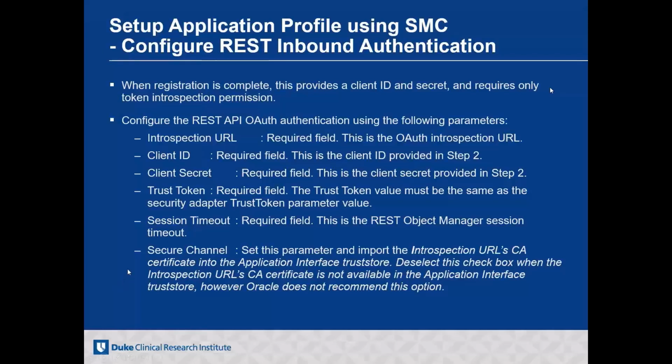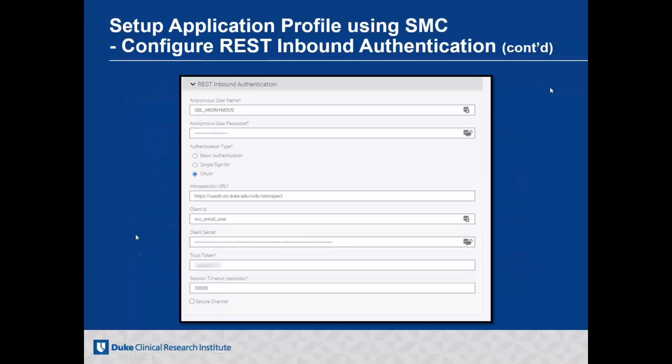Thank you, Alex. So basically, this is the inbound authentication. We have our anonymous user at the database level. We check the OAuth. This is our particular introspect URL, this is our client ID, then the client secret, and then the trust token from our LDAP, and a session timeout. And eventually, I'll try to see how secure channel works for us.